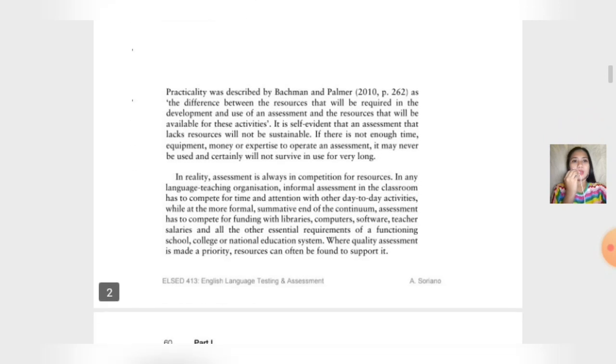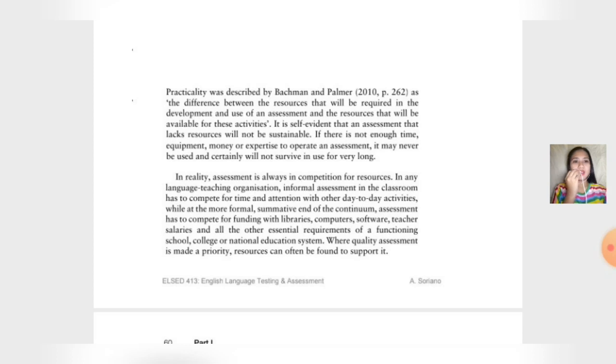Practicality. Practicality was described by Bachman and Palmer (2010, page 262) as the difference between the resources that will be required in the development and use of an assessment and the resources that will be available for these activities. It is self-evident that an assessment that lacks resources will not be sustainable. If there is not enough time, equipment, money, or expertise to operate an assessment, it may never be used and certainly will not survive in use for very long.